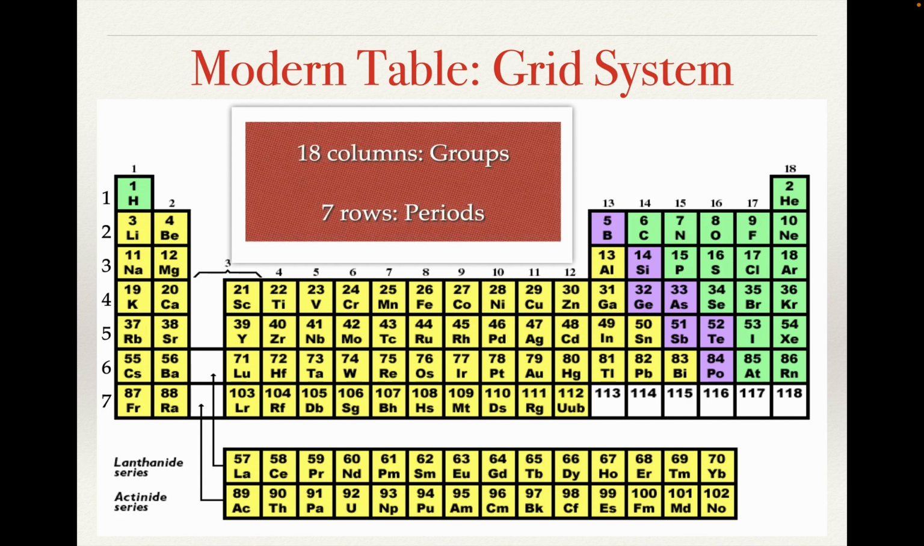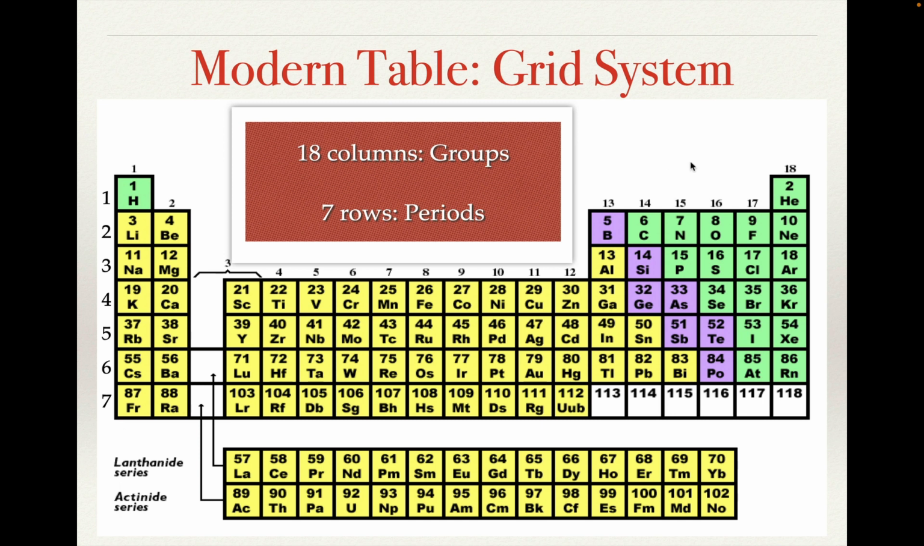One thing we will notice is that it comes in 18 different columns. So there's 1, 2, 3, 4, 5, 6, 7, 8, 9, 10, 11, 12, 13, 14, 15, 16, 17, 18. Those 18 columns, we give them the name groups. Moving forward, I won't call them columns. I'll say this is group 1, this is group 13, this is group 17. So group means columns. We also have 7 rows, or 7 periods.